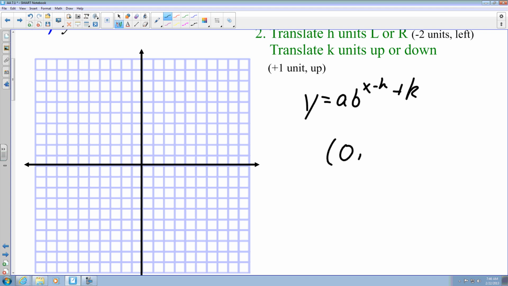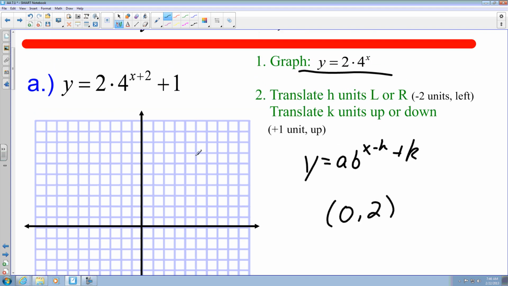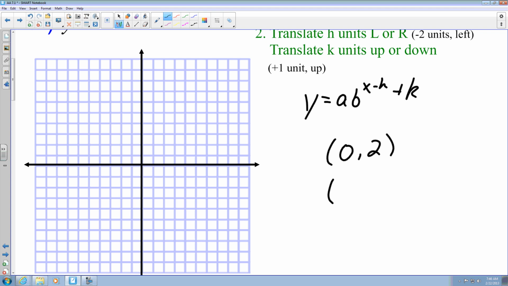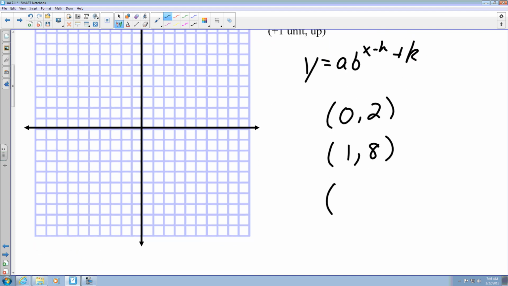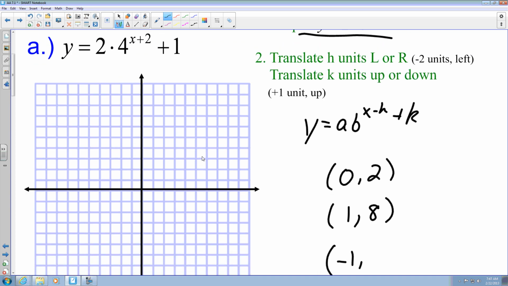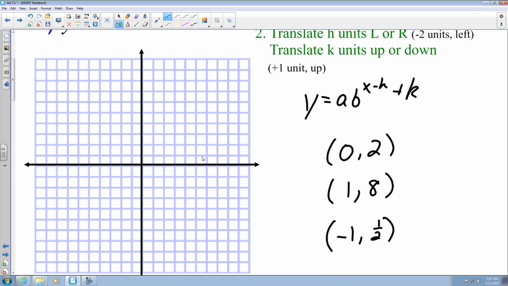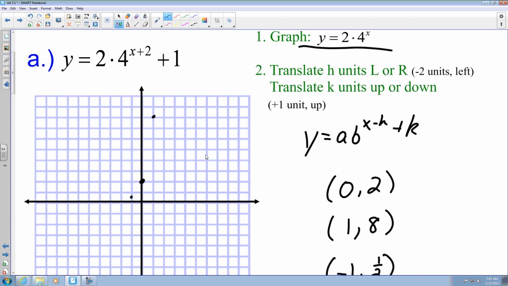I want to find what 0 comma a is. In this case, a is 2. And I'm looking for 1 comma a times b. A times b would be 8. And the last one was -1, and it'd be a times b to the -1, so 2 times 1 over 4, that'd be what, 1/2. So I can plot these points. I got 0 comma 2, 1 comma 8, and -1 comma 1/2. With those plotted points, I can now do my translations.